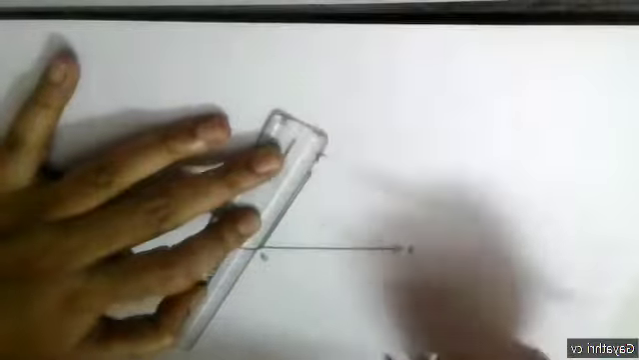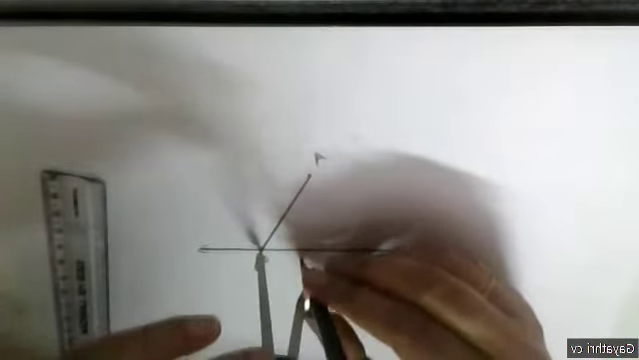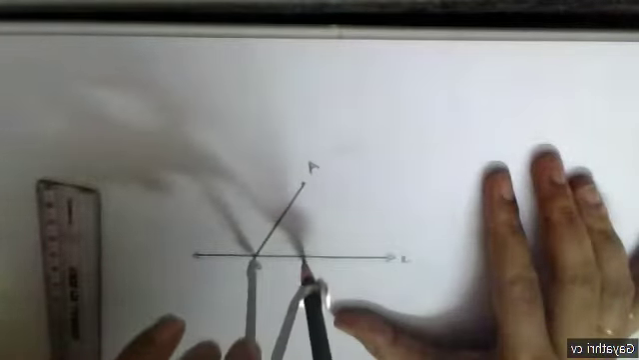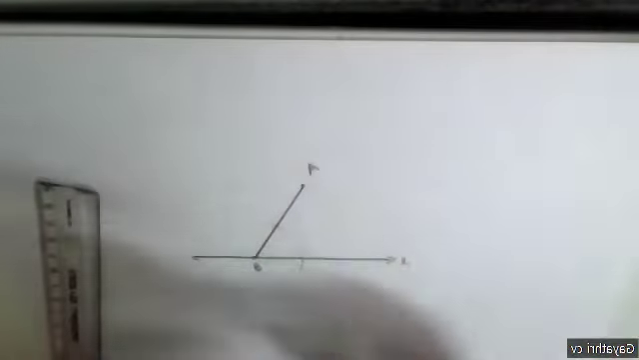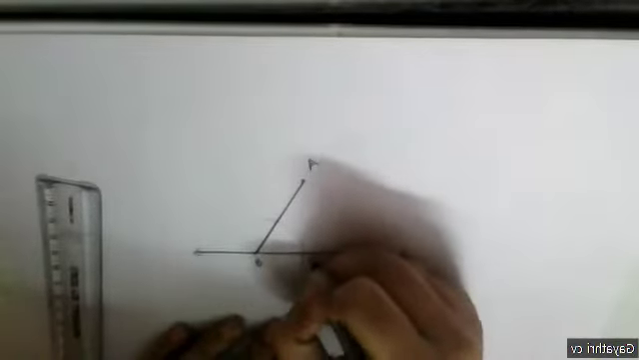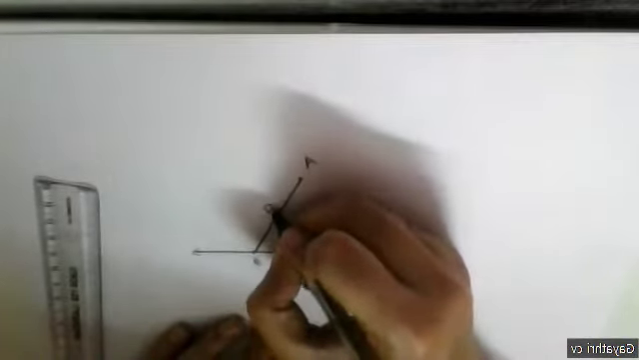To do this, first let's mark a point B on the given line L, and let us join A and B. Now, with B as center and any radius of your choice, draw an arc like this, which cuts the line L and AB. I am going to mark this point as C and this point as D.